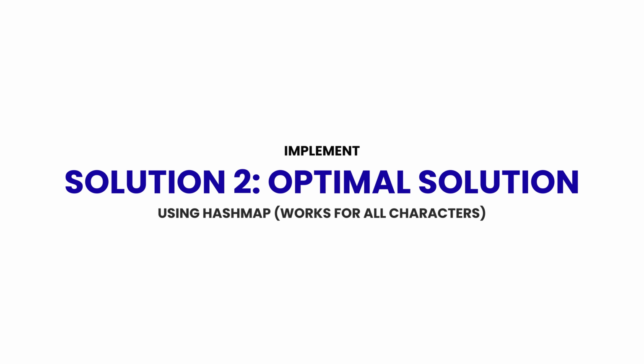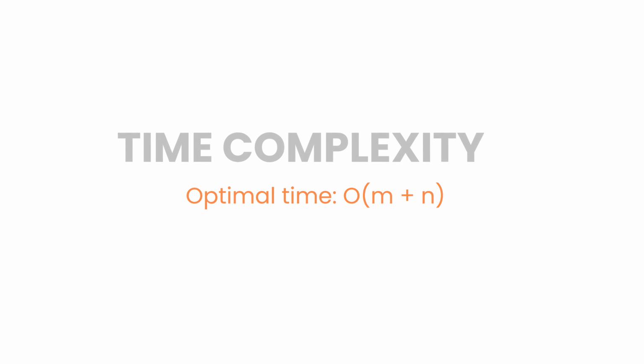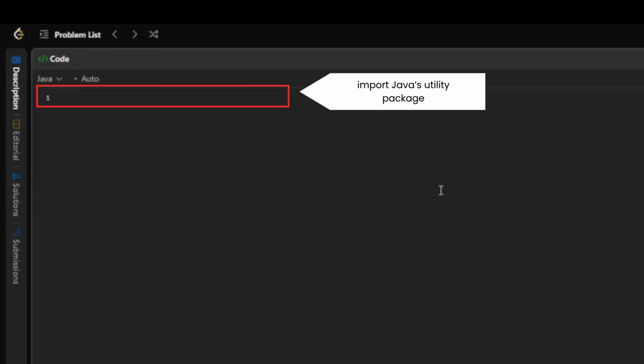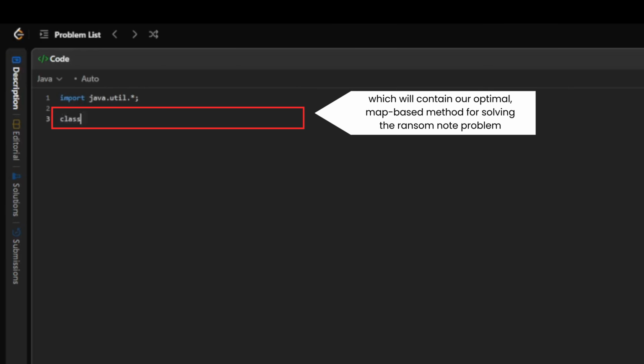Now let's try another implementation approach using solution 2. Here we import Java's utility package so we can use helpful data structures like HashMap, which will store character counts for us. We define the Solution class, which will contain our optimal, map-based method for solving the ransom note problem.